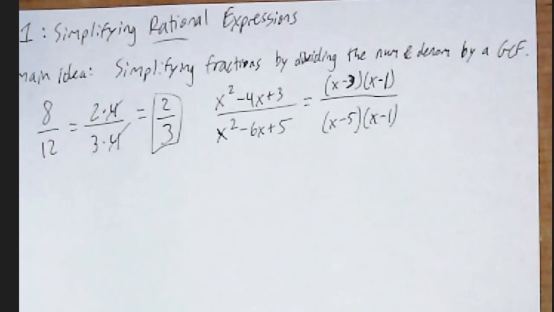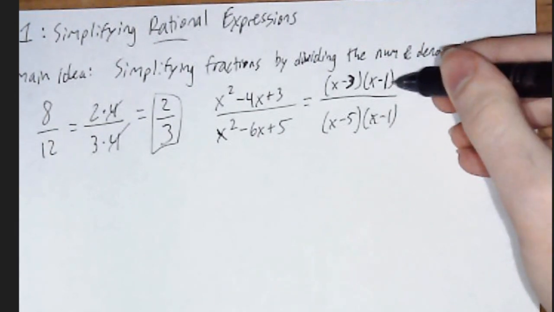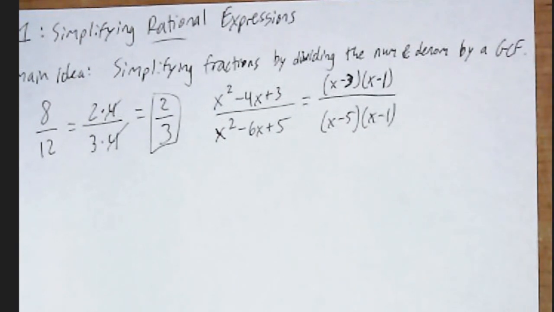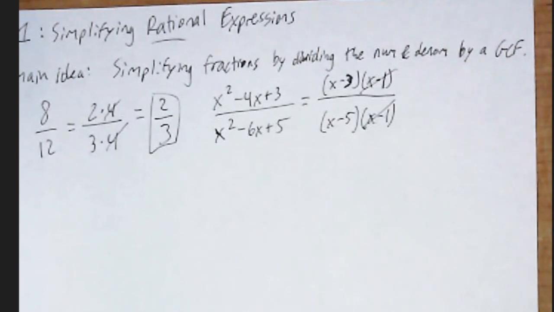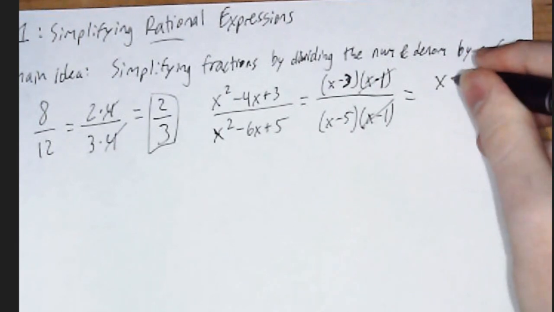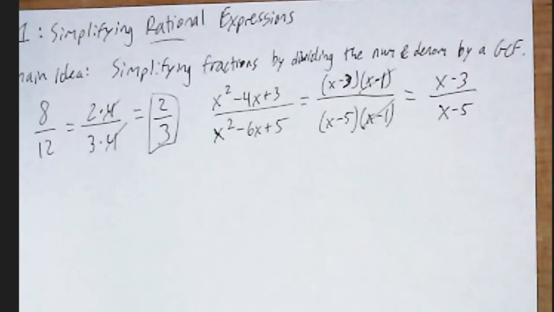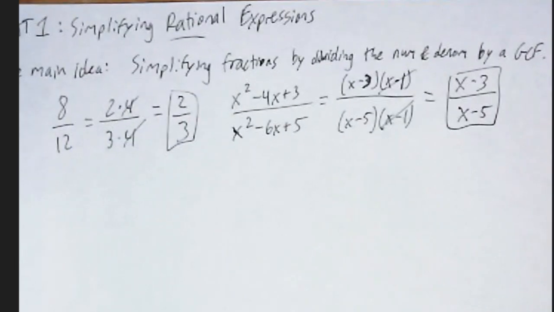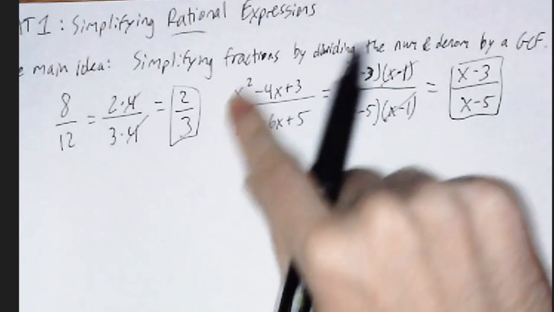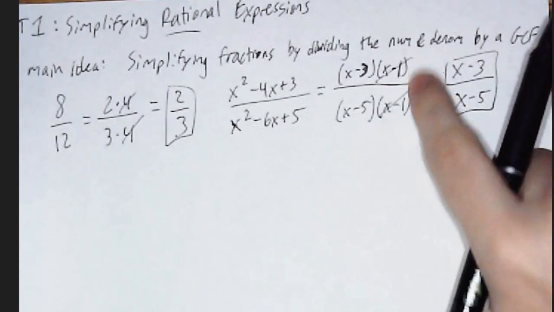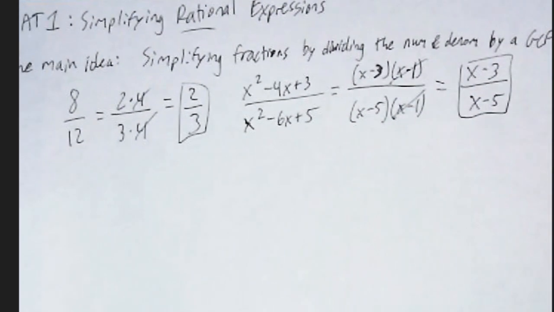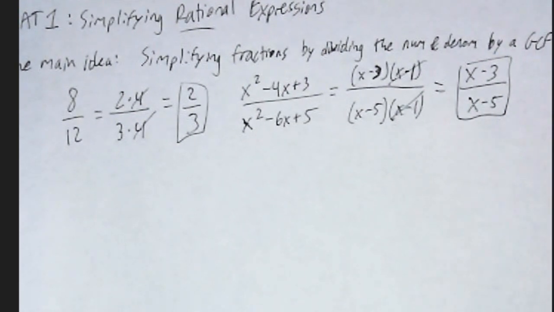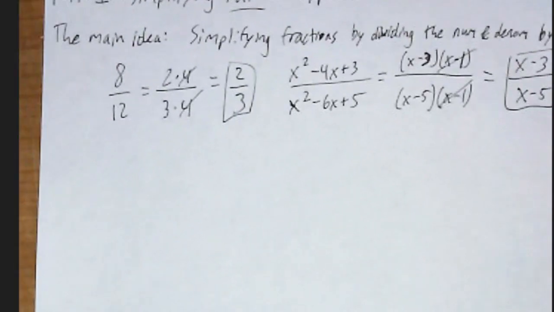Now, why did we do that? Well, you can see that now we have a greatest common factor of x minus 1 on both the numerator and the denominator. So we can cancel it out. And we're left with x minus 3 over x minus 5 as our answer. So in other words, this whole rational expression simplifies to this, because we can cancel a greatest common factor of x minus 1. That's the main idea. It's factoring and then canceling. Alright, let's do another one.